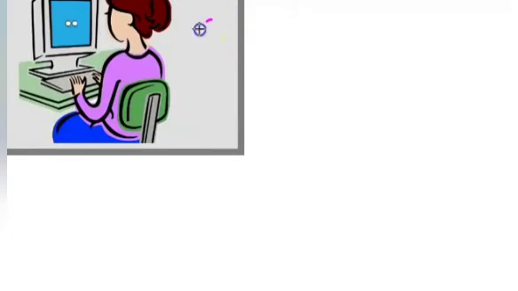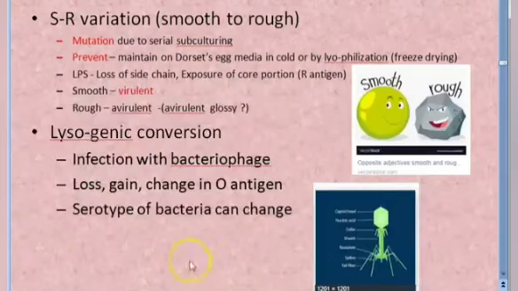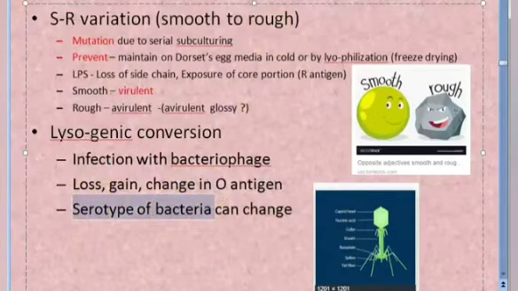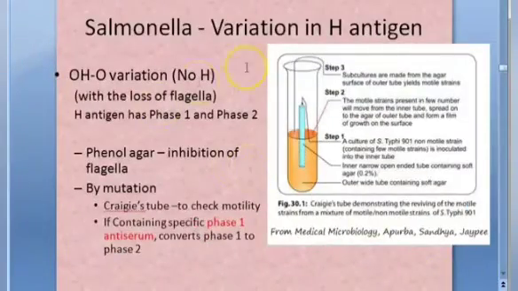How much did you understand? In O antigen, what all can be there? Smooth can become rough. And there can be lysogenic conversion where the O antigen itself can change, so the serotype of the bacteria itself can change. Okay. Let's move on now to variation in H antigen. H means what? Flagellar antigen.